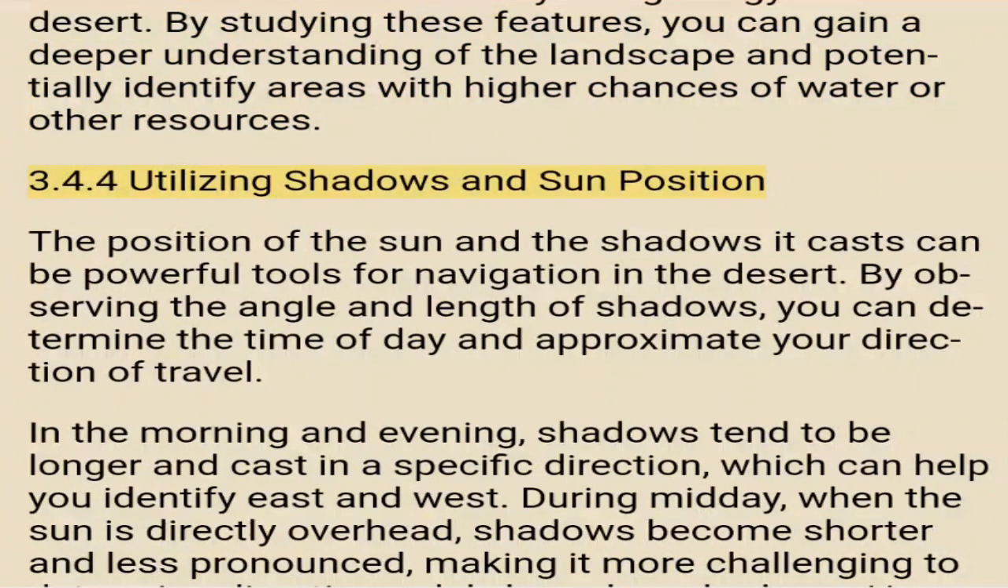3.4.4 Utilizing shadows and sun position. The position of the sun and the shadows it casts can be powerful tools for navigation in the desert. By observing the angle and length of shadows, you can determine the time of day and approximate your direction of travel. In the morning and evening, shadows tend to be longer and cast in a specific direction, which can help you identify east and west.